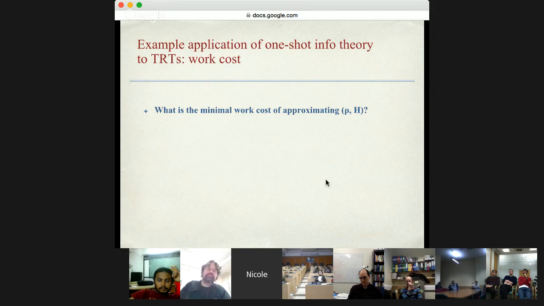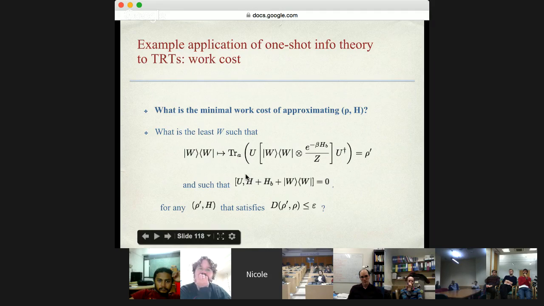This was our guiding question. Let me phrase it a little bit more mathematically. What is the least amount of work such that you can start off with a filled battery, you can tensor on some free states, you can transform the whole by some unitary that conserves the total energy, and you can discard some subsystem such that the resulting state is very close to the state that you wanted? What's the least amount of work required to perform that operation?